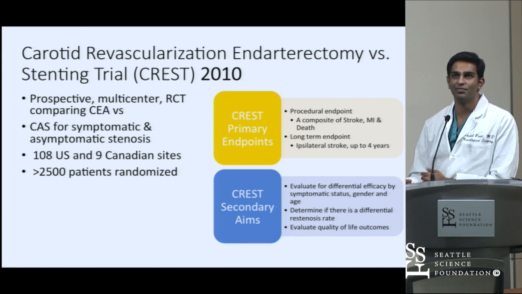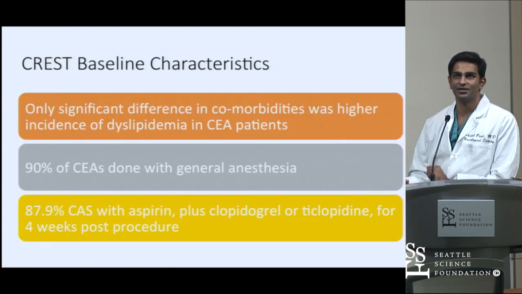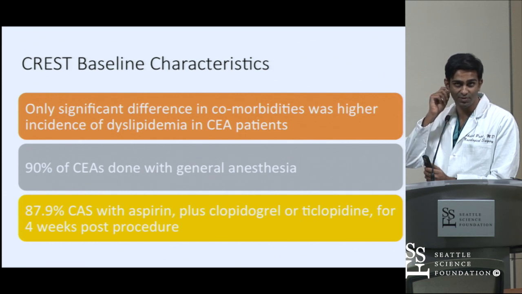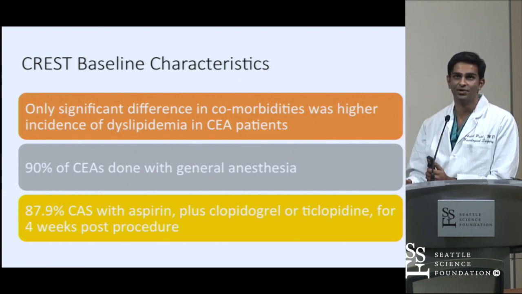The CREST primary endpoints were a composite of stroke, MI, and death, and then there were other secondary aims. Basically, this is what they thought would be the best way to answer the question whether a carotid stent or a carotid endarterectomy would be the best solution to this problem. The vast majority of carotid surgery in this study was done with general anesthesia, and the vast majority of patients who were getting stented were treated with aspirin plus clopidogrel (Plavix) for at least 4 weeks post-procedure.